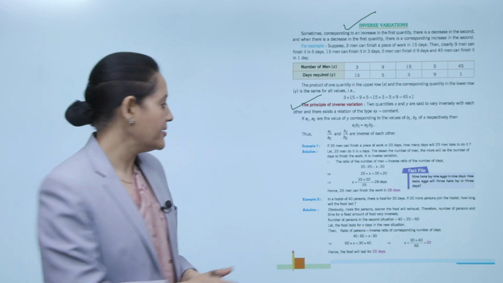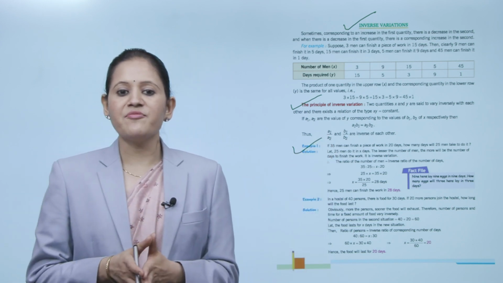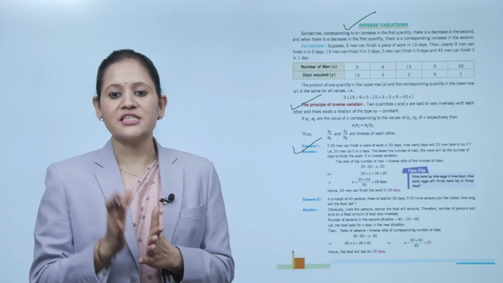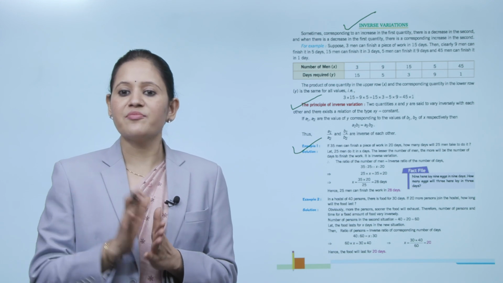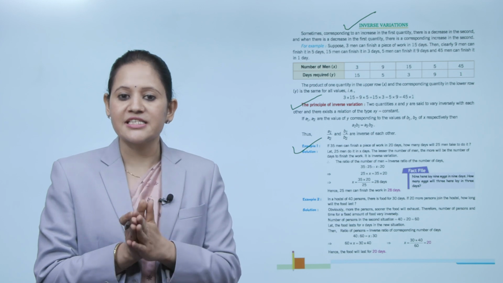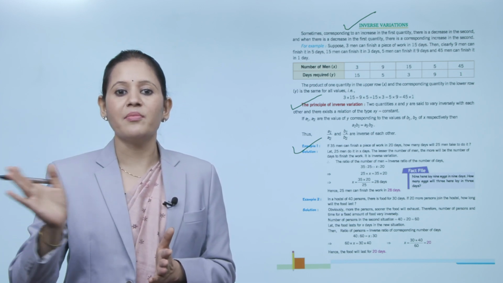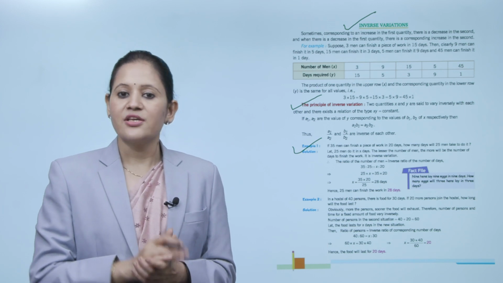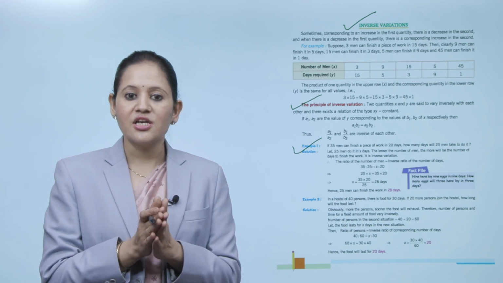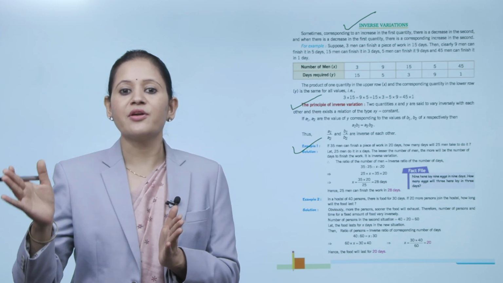Now we will take an example. 35 men can finish a piece of work in 20 days. How many days will 25 men take to do it? Let 25 men do it in x days. The lesser the number of men, the more will be the number of days to finish that work. So this is the case of inverse variation. So the ratio of number of men equals the inverse ratio of number of days.